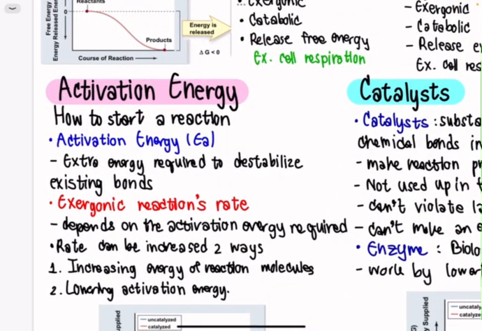Activation energy, or EA. It is the extra energy required to destabilize existing bonds and initiate a chemical reaction. The rate of exergonic reactions depends on the activation energy required. The rate can be increased two ways. First, increasing the energy of reacting molecules, or heating. Second, lowering activation energy.